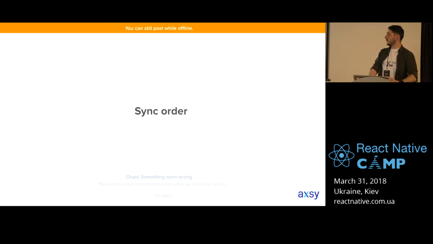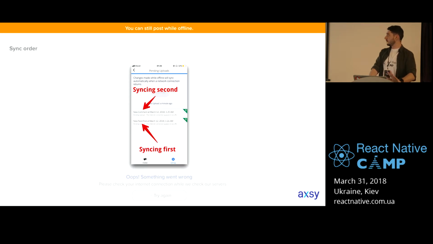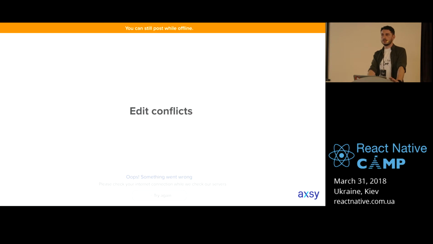And another important part of this is the sync order. For example, if you created a post and then created a comment that is associated with this post, you need to track precisely what should be uploaded first to the server when the connection reappears, because if you try to upload the comment first, it won't be able to assign itself to a feed that currently doesn't exist.